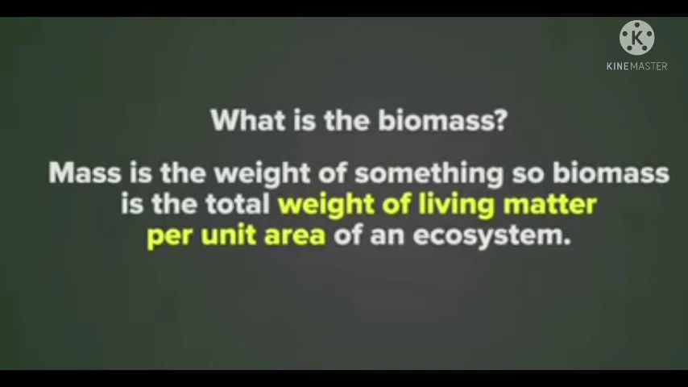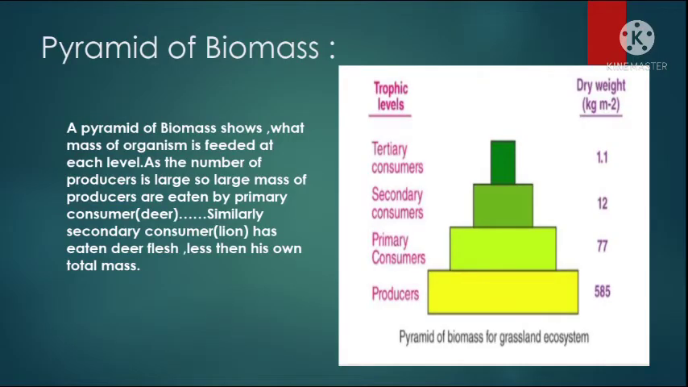In each trophic level, how much weight is there? We have to see that, and by that a pyramid of biomass is formed. A pyramid of biomass shows what mass of organism is fed at each level. As the number of producers is large, obviously the mass of the producers eaten by a primary consumer will be large. Similarly, in comparison to the secondary consumer, the primary consumer mass will be large.